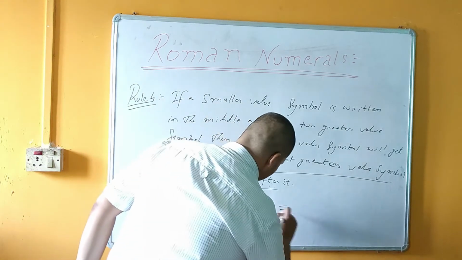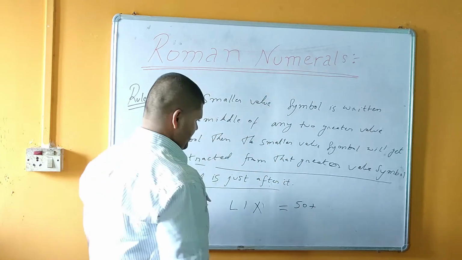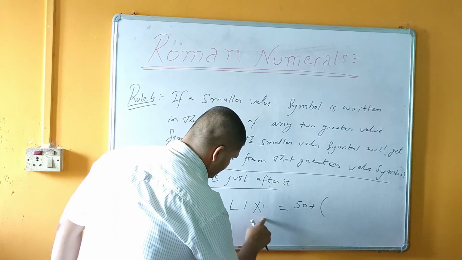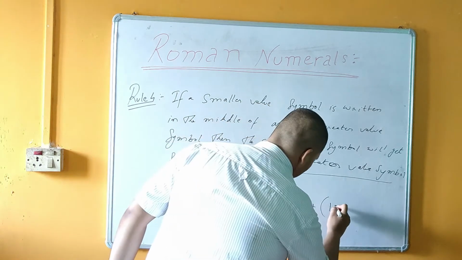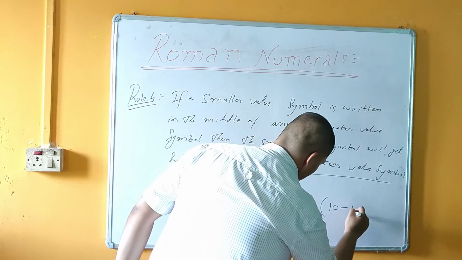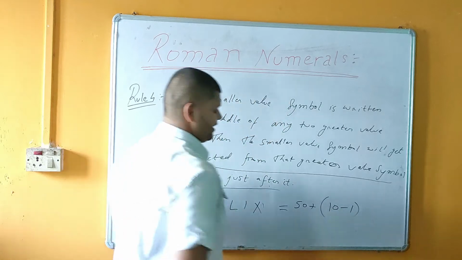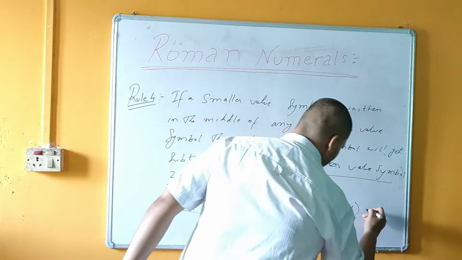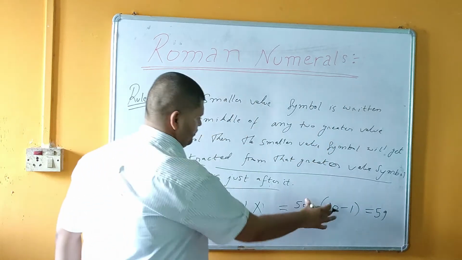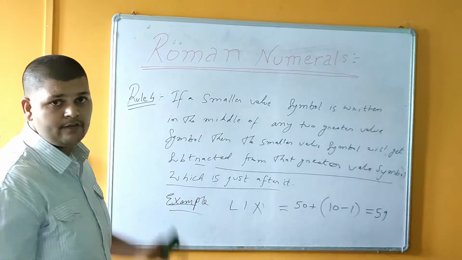So we will write L means 50, plus. We will open the bracket and here first of all we will write this number, X means 10, and we want to subtract this one, so minus 1. 50 plus 10 minus 1 is nothing but 59. This is 9 and this is 50. When you add it, you will get 59. This is all about rule number 4.